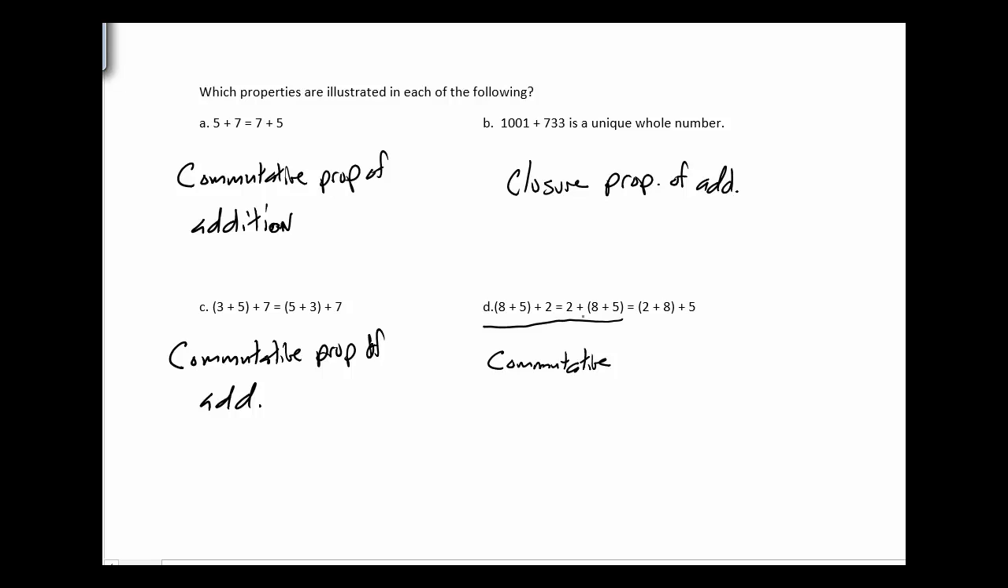Okay. However, let's look at this statement here. What happened there? In that case, the parentheses jumped from 8 and 5 to 2 and 8. And the property that allows us to do that is the associative property. These are all of addition.